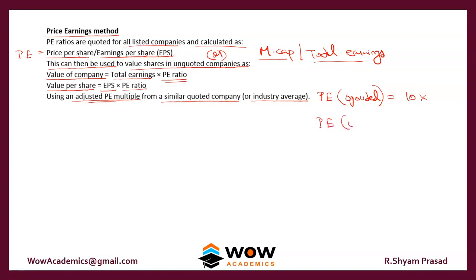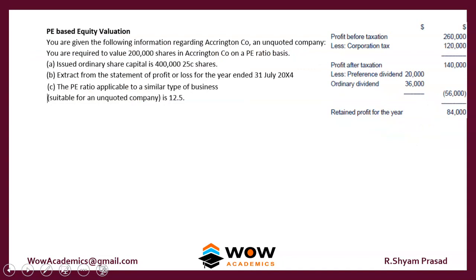We have to use for an unquoted company. For an unquoted company, we can take this 10, but we have to take an adjustment something like 80% or 70%. So we can take 7x or 7 PE for the valuation of an unquoted company. So that's how it works. It's very simple in terms of working out the problem. We'll start with a problem.